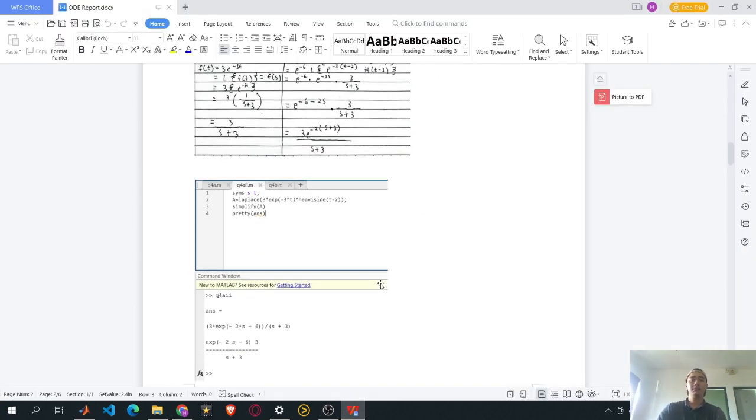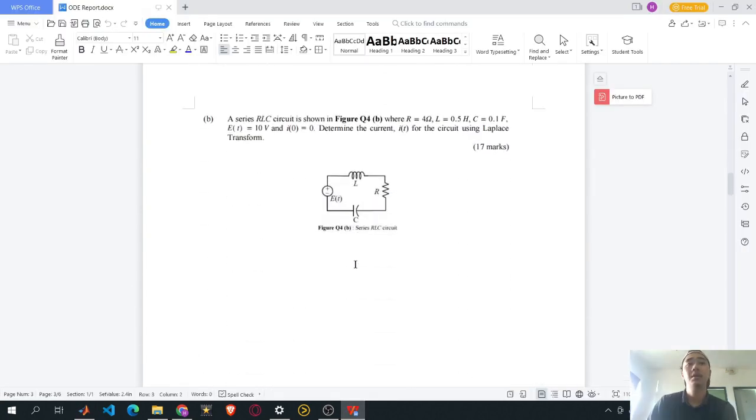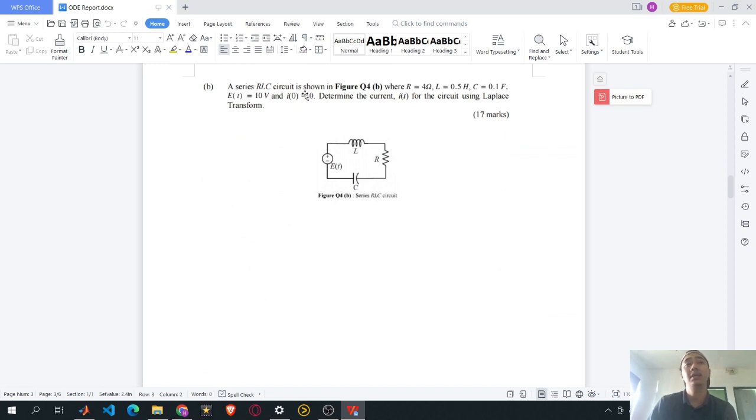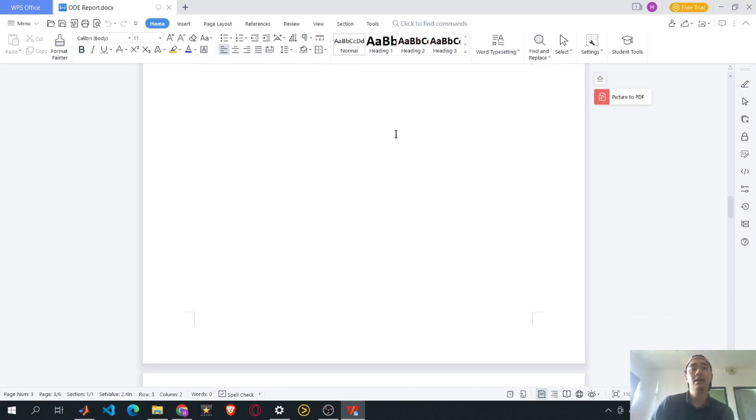And then for question number 3, a series RLC circuit is shown in figure Q4b where R is equal to 4, L is equal to 0.5 H, C is equal to 0.1 F, E(t) is equal to 10 volt, and then I is equal to 0. Determine the current I(t) for the circuit using Laplace transform. So we are finding the current.